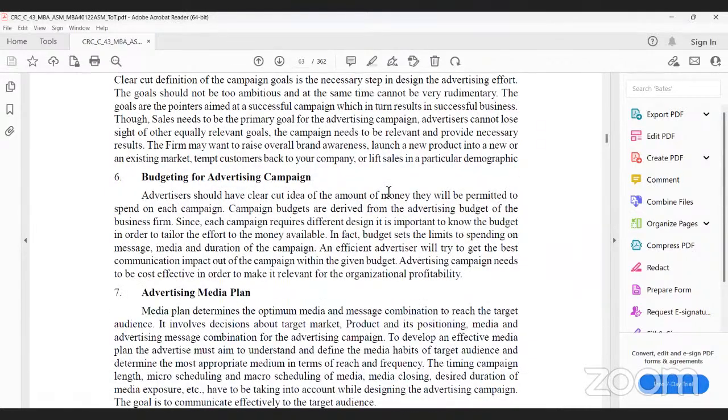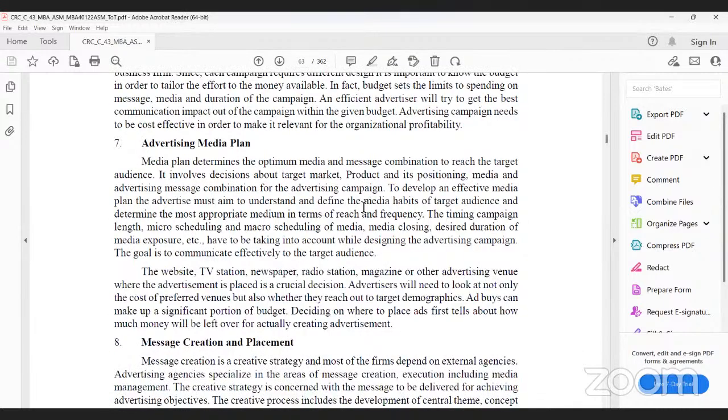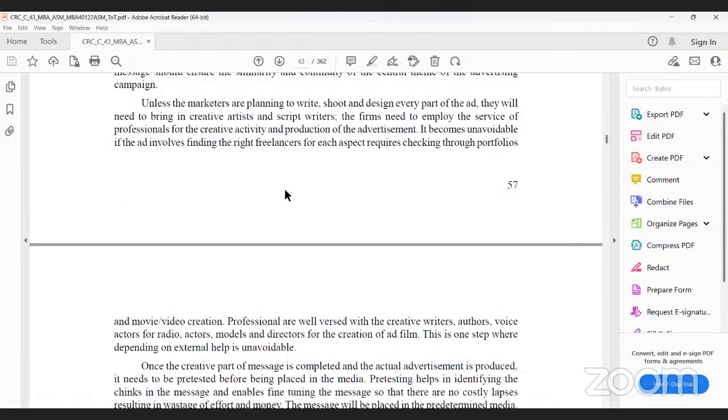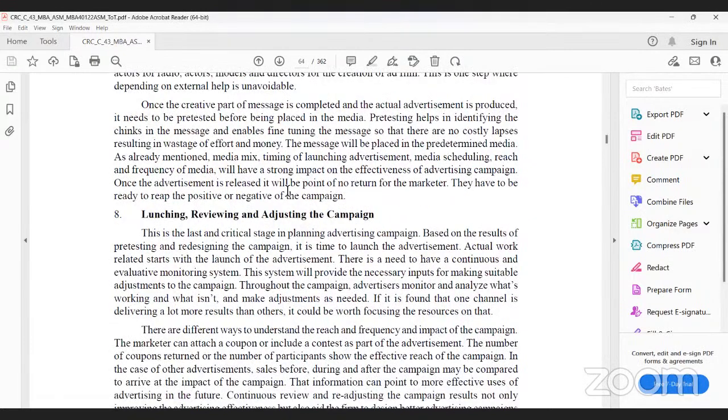So budgeting for an advertising campaign. Advertisers should have a clear-cut idea of the amount of money they will be permitted to spend on each campaign. The campaign budgets are derived from the advertising budget of the business, since each company requires a different design. It's important to know the budget in order to track the effort and the money available, right? So the advertising media plan determines the optimum media and message combination. Message creation and placement are also most important.